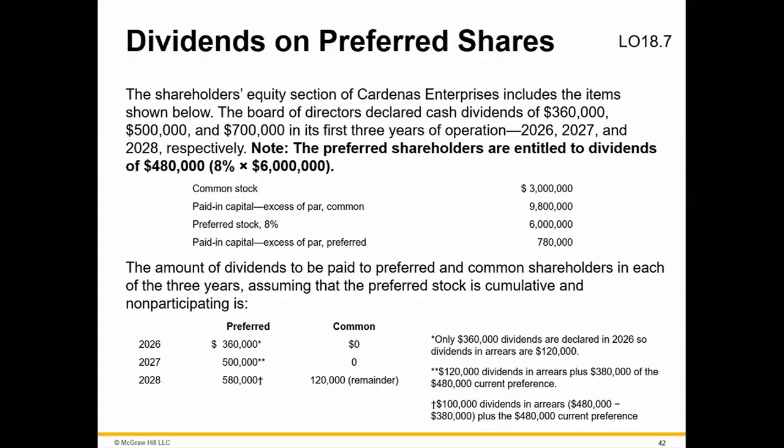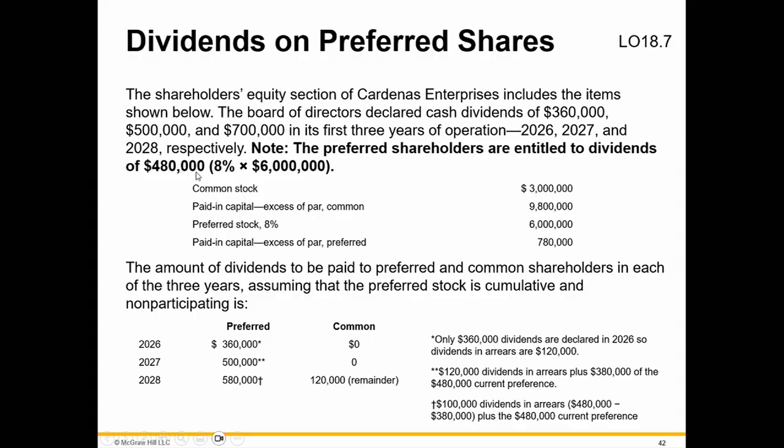All right, so the amount of dividends to be paid to preferred and common shareholders in each of the 3 years, assuming that the preferred stock is cumulative and non-participating, which I said in class is most likely what we see with preferred stock. So you'll notice in 2026, right? Notice down here, now first of all, keep in mind, the amount that we have to distribute is $360 in 2026, right? 500 in 2027, 700 in 2028.